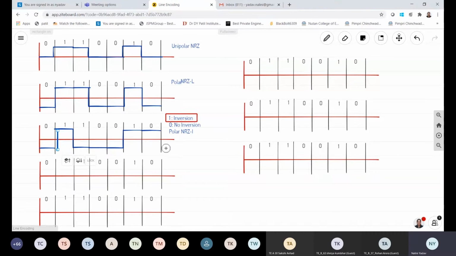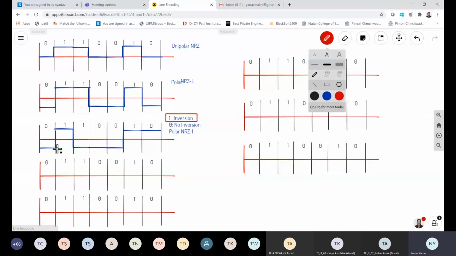Okay. Something has happened with this. I think it has moved. Just a second. So whenever there is a 1, I will be inverting here. Why is it copy pasting, beta?